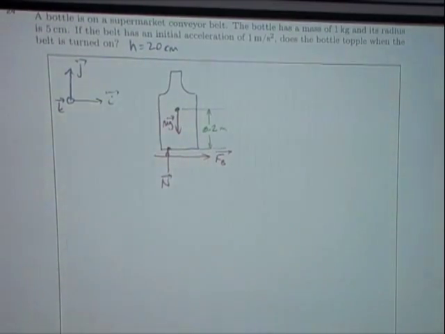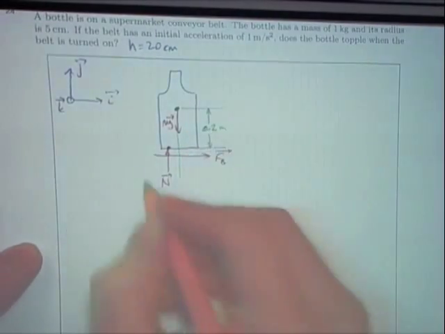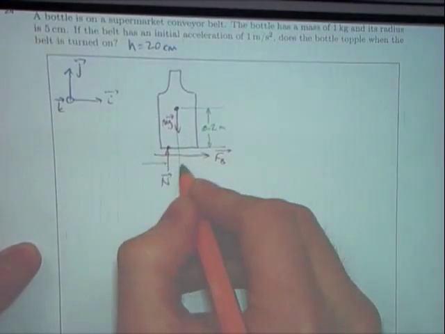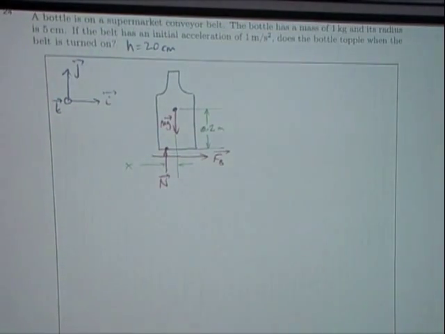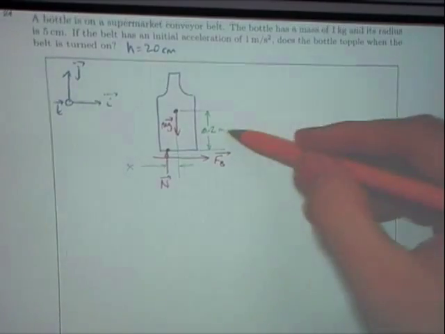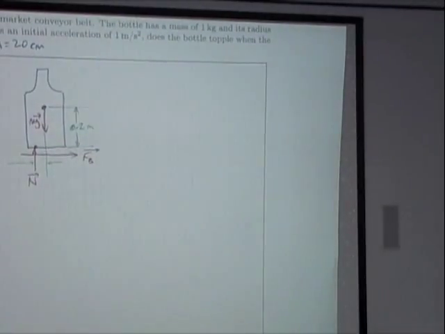Now you'll notice that things aren't correctly lined up. We've got a few dimensions here. We've got this dimension here, which is x, okay? We don't know what that is. And we've got our height of the centre of mass, 0.2, okay? And notice I've positioned N so that, if the bottle's going to topple, then x will be greater than the radius of the bottle, okay?